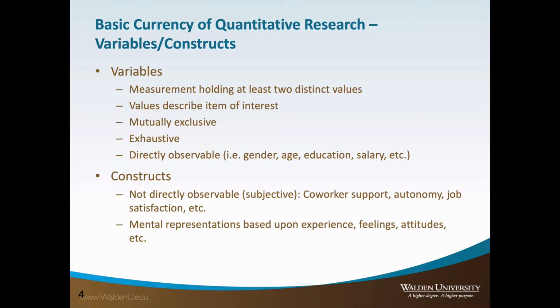On the other hand, constructs are not directly observable. That is, they are subjectively derived as the study participants provide a mental representation based on factors such as experience, feelings, and attitudes. Researchers observe constructs using a psychometrically sound instrument, normally in the form of a Likert scale. I'm sure most of us have completed a survey asking us to rate a subjective measurement on some continuum, say 1 to 5, where 1 represents a lesser subjective feeling and 5 represents more prominence of the subjective feeling.